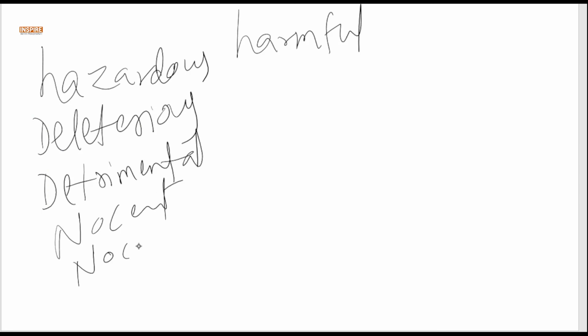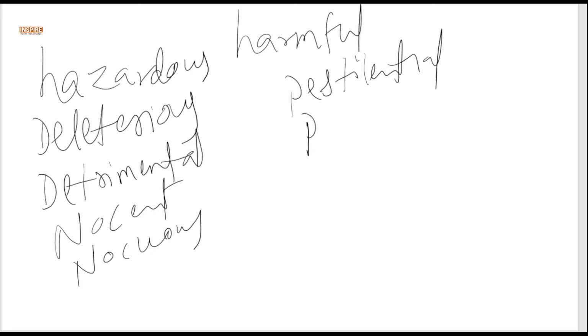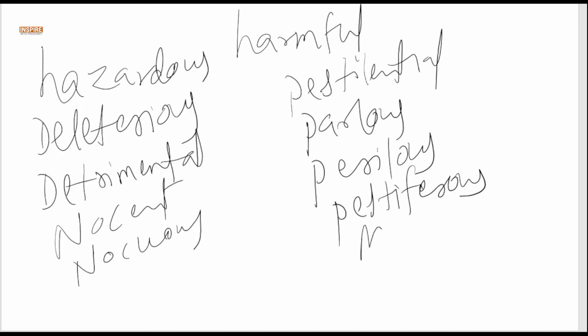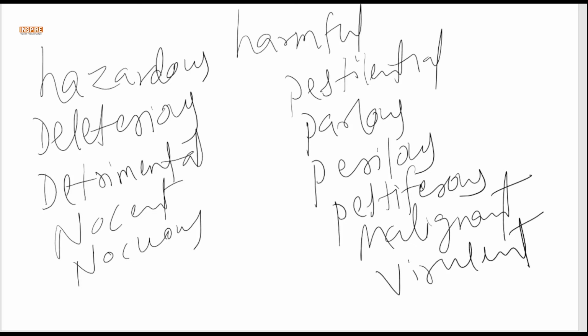Continuing with this whole harmful family, nocent, you know the word, noctuous, right? Then the whole P series for words related to harmful, pestilential, right? The words like parlous, the word like perilous, pestiferous. When you talk about the whole family of anything which is harmful, these are the words: malignant, right? The word virulent.